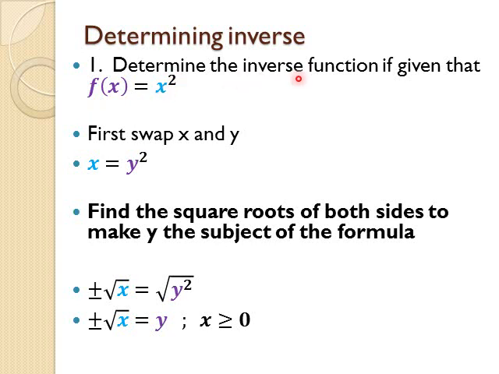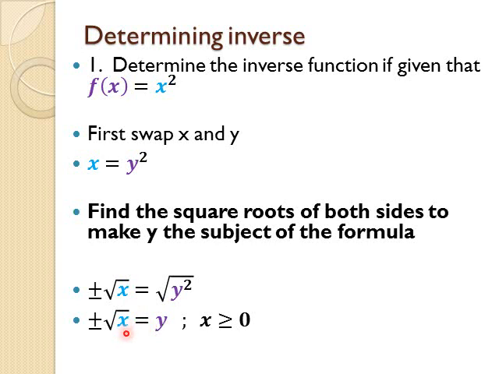For the inverse function, from the previous lessons, you should understand that we first swap x and y. So x goes in the place of y, and y goes in the place of x. Then I have to make y the subject of the formula, always. So I find the square root of both sides: square root of x equals plus or minus square root of y squared. Square root of y squared is y, and there I have y equals plus or minus square root of x. So that's the equation of the inverse.